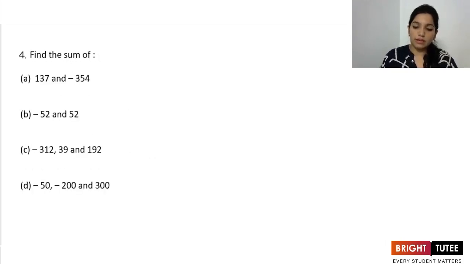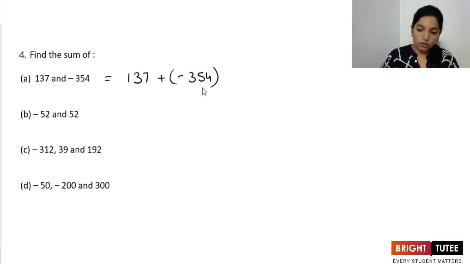Now let's move ahead and find the sum of these numbers. Starting with this one, let's write it down: 137 add 354, which is a negative number. So 354 is the bigger number with a negative sign. Ignoring the signs of the given numbers, we'll simply find the difference between the two, and the difference is 217.